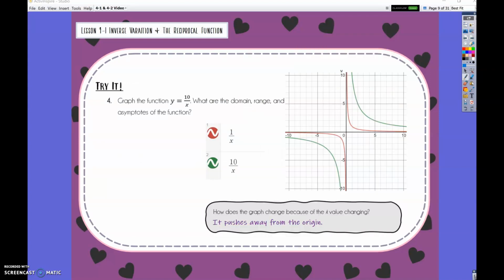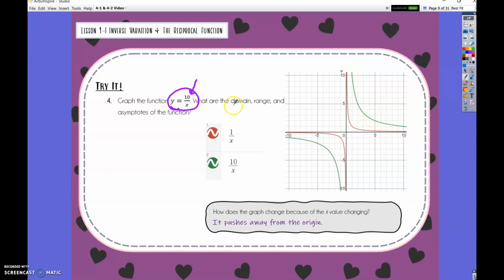Quickly on the try it for number 4 here, they said graph 10 over x. So it's not the parent function anymore with a 1 up top. It's got the 10, and see what happens. Notice that the 1 over x is the red graph. That's the parent graph. And the 10 over x, it just kind of pushes out from the origin, if you will. It's got that same look, and it definitely has that asymptote there at x equals 0.